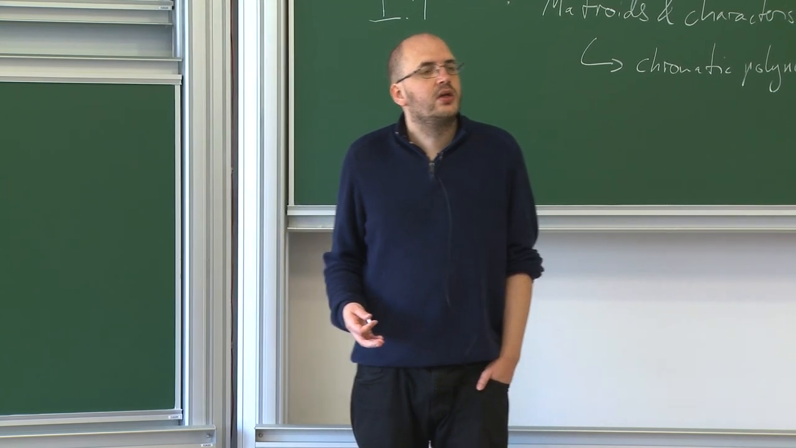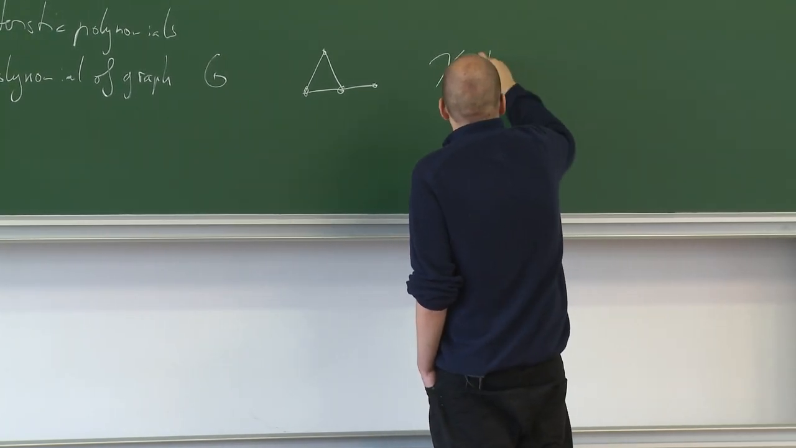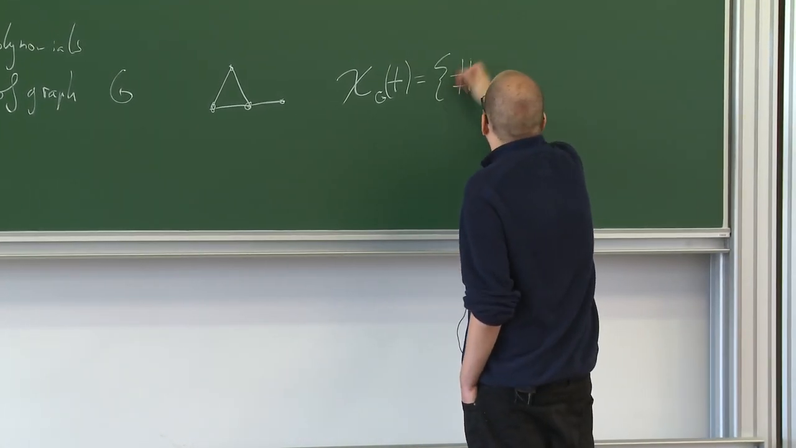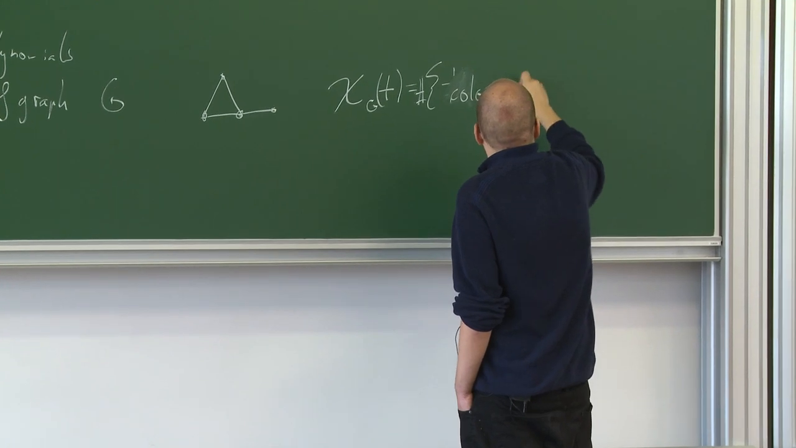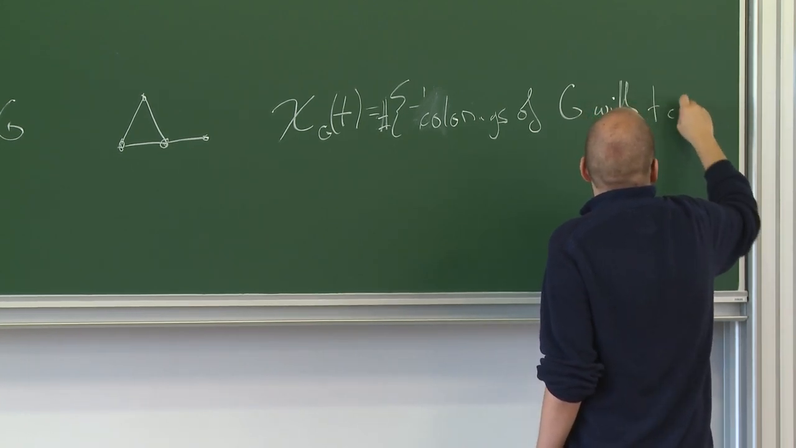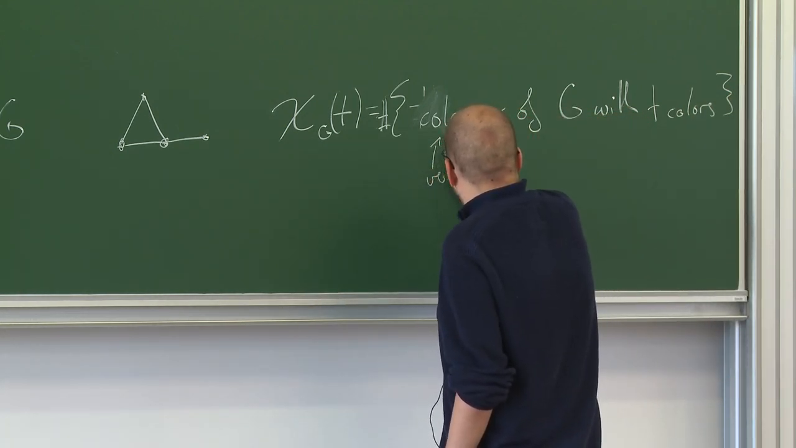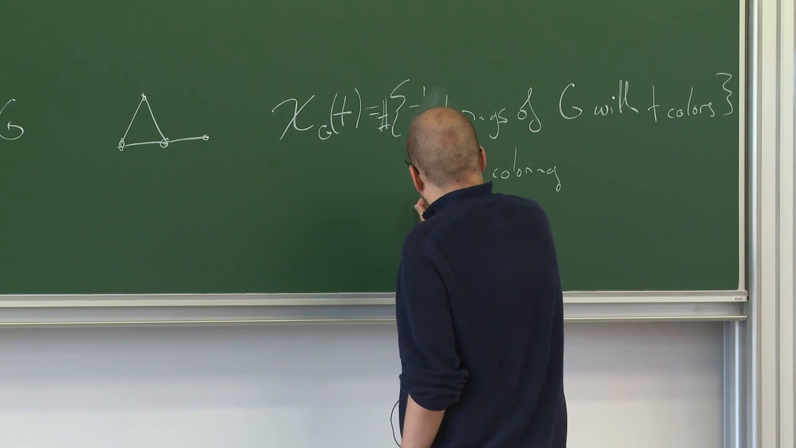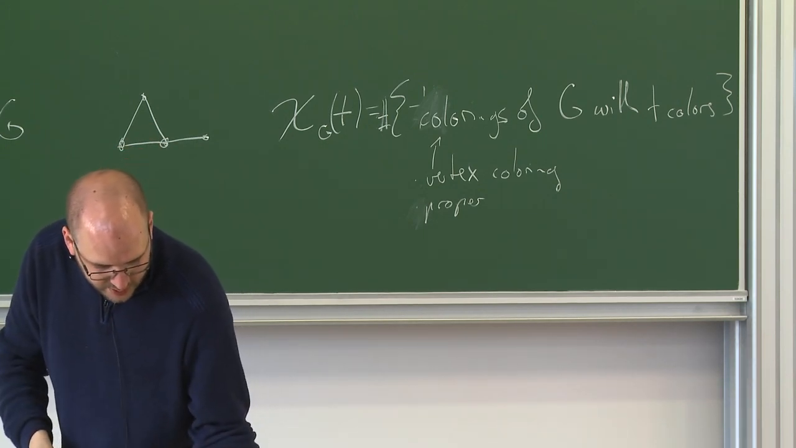Can you repeat, so you consider the number of ways to color what? Yes, okay. So the chromatic function is the number of colorings of the graph with t colors. You mean you color the edges? Okay, so let me clarify. This is vertex coloring, and it's supposed to be proper, meaning that no two adjacent vertices get the same color.